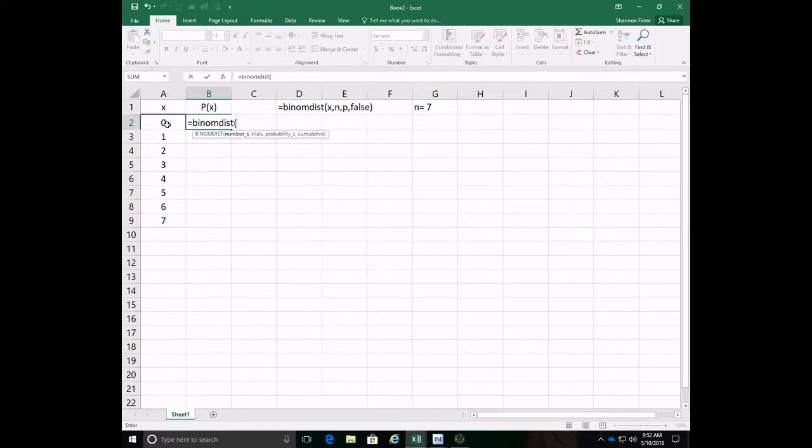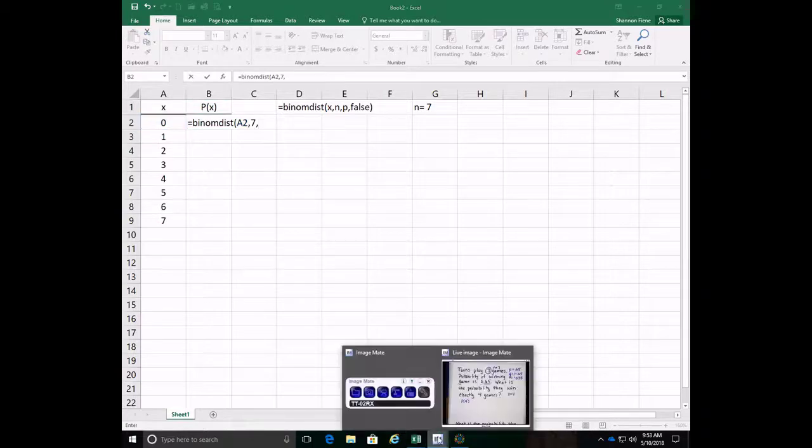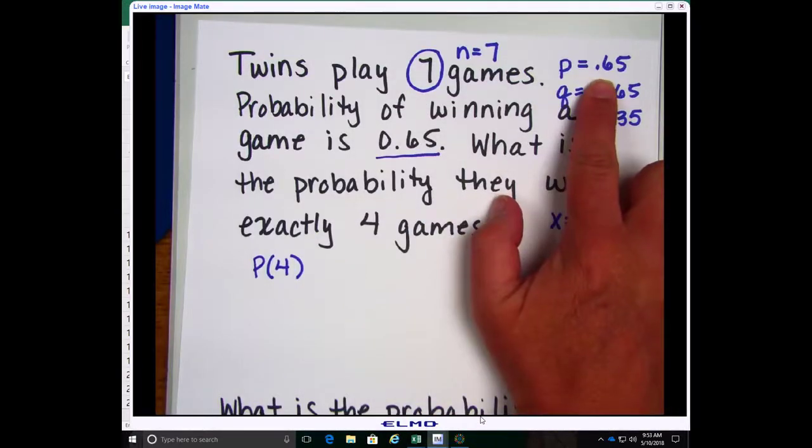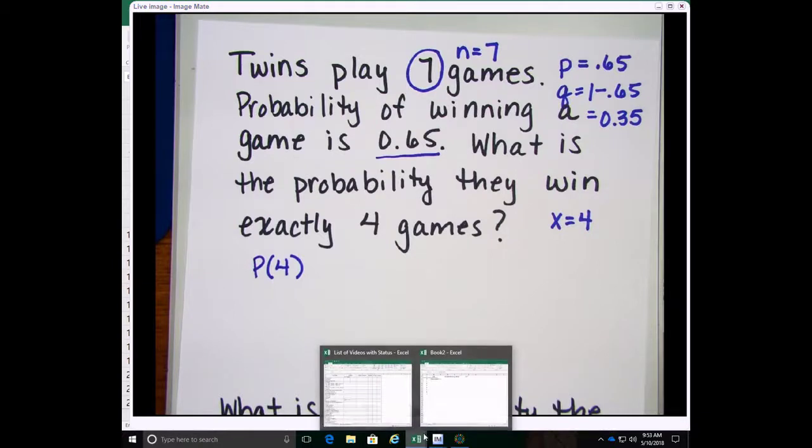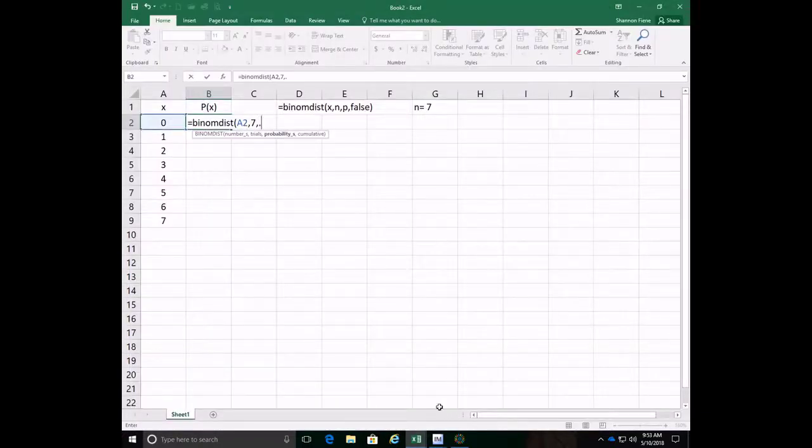Now I could put in 0, but I'm going to use the drag feature in Excel. So I'm just going to click on this cell and say use whatever numbers are in that cell. All right, comma, n. Now, n is not going to change. We said n is 7, so I'm just going to punch in 7. Probability of a success. If you recall, over here, we defined p to be 0.65, so I'm going to plug that in. Notice that you're going to have to use the decimal, 0.65. If it was 65%, I would change it to 0.65.